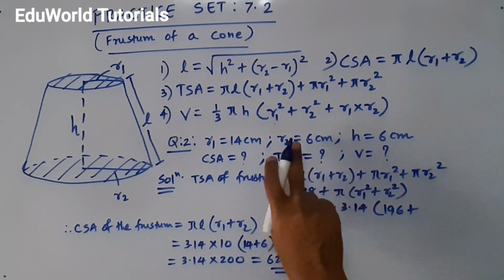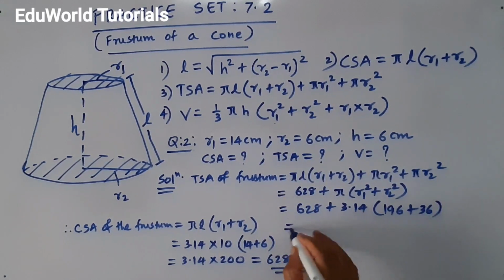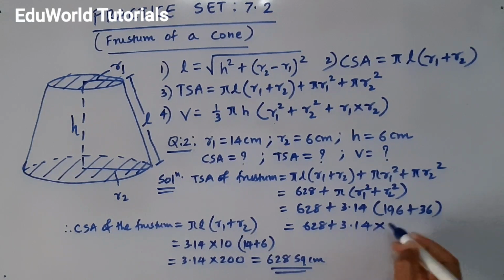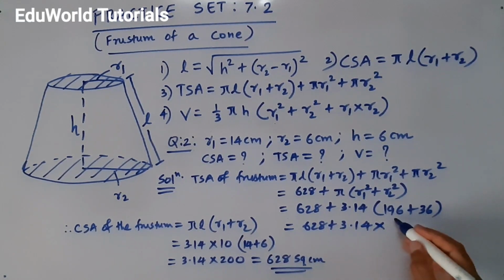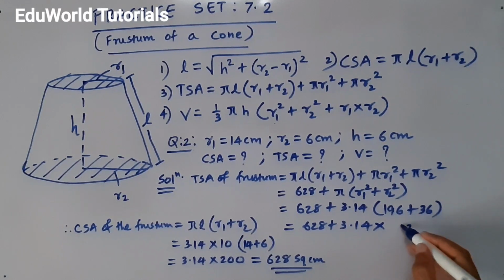And R2 square, second radius is 6. 6 squared is 36. So finally I have 628 plus 3.14 multiplied by the sum of this. 196 plus 36: 6 plus 6 is 12, 1 carried; 4 and 9, 4 plus 9 is 13, 1 carries, so 232.